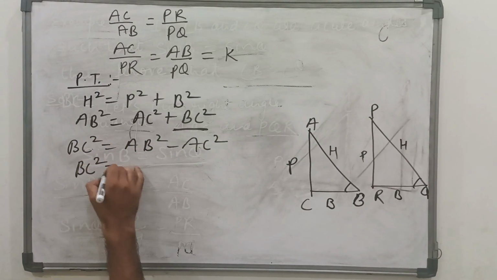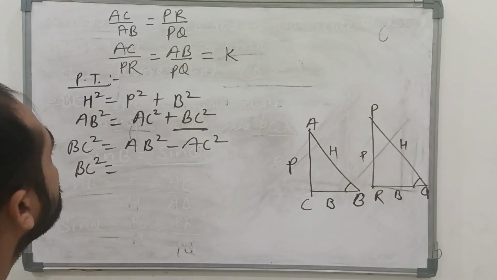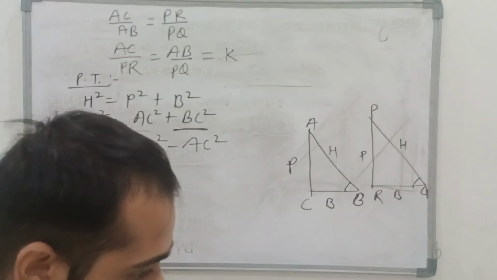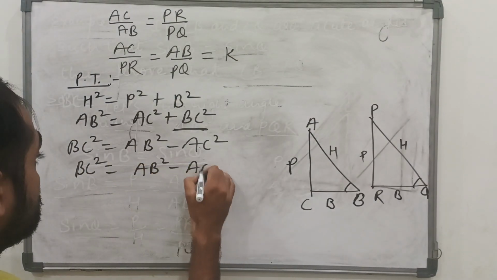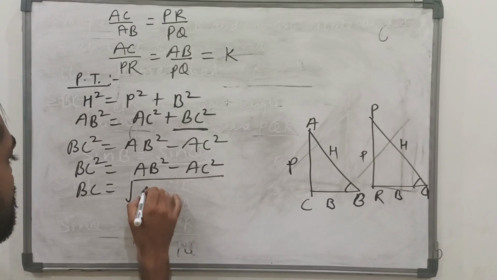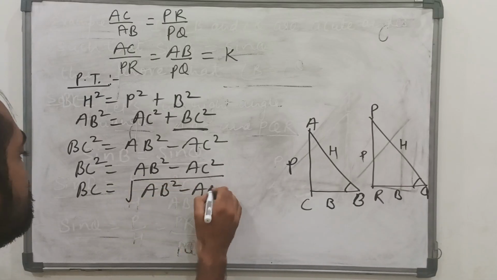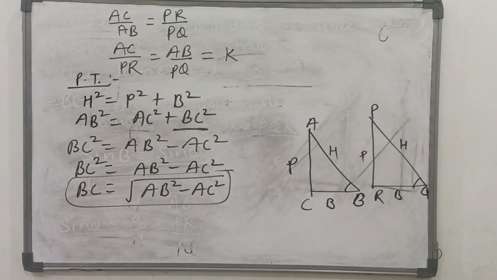So BC square is equal to AB square minus AC square. What is the AB? I have no idea. When we take the square root, BC is equal to the square root of AB square minus AC square. This is the first equation. So we can find out. Understood?